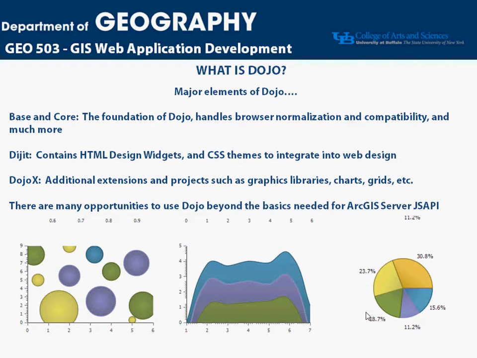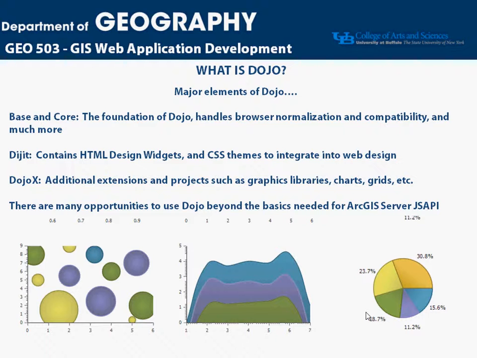So some of the major elements of Dojo here, we will work with. We don't get into all of Dojo. We get into enough of it to make the JavaScript API work. Like I said, there's a whole lot out there. The base and core Dojo objects we'll work with. We'll work with Dijit, D-I-J-I-T, which contains HTML design widgets and CSS, or style sheet themes, to go along with them. We'll do that especially near the end of the course, which isn't that far from now, in 1 month.